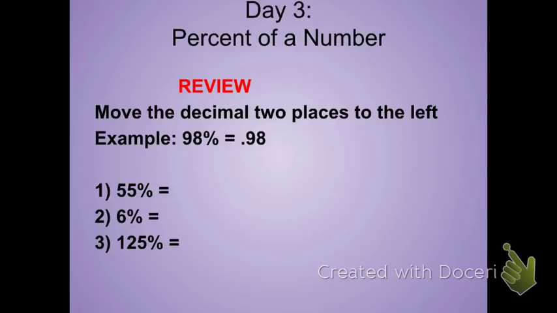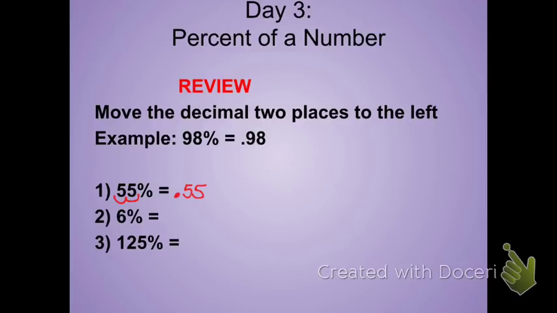Before we can work with percents, we can't really do math with percents because they don't really lend themselves to math. So we have to either change them into fractions or decimals. In this case today, we're going to be using them as decimals, even though they start off as percents. So real quickly, let's talk about this. 55%, what is that as a decimal? 5.5. Close. 0.55. Remember, two places, so 0.55.